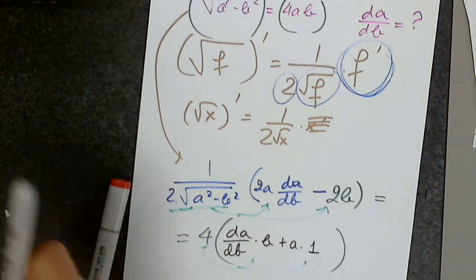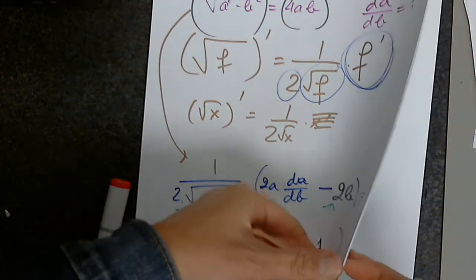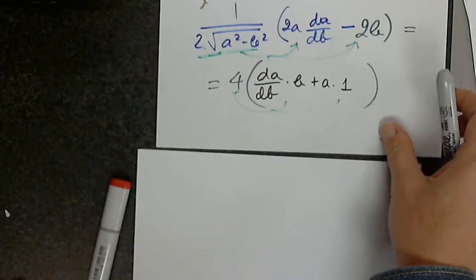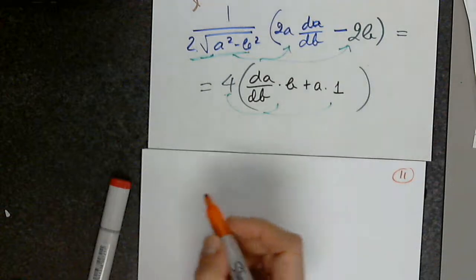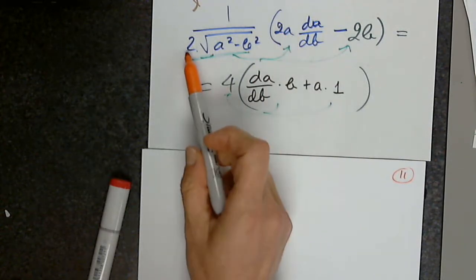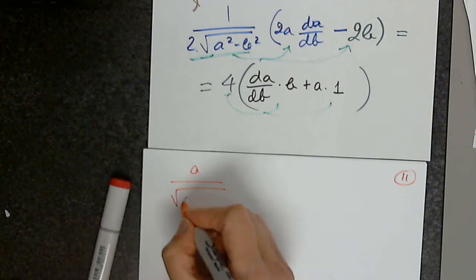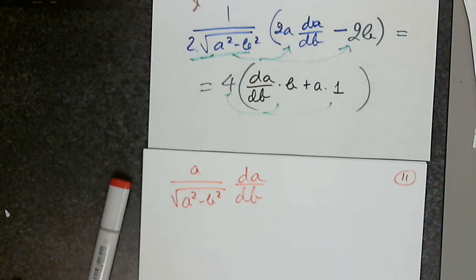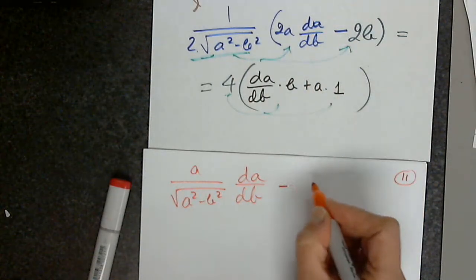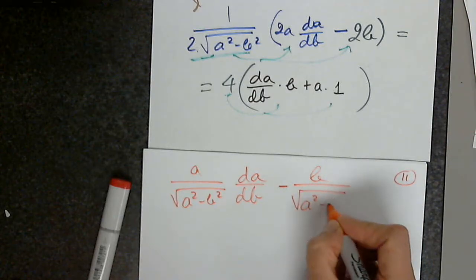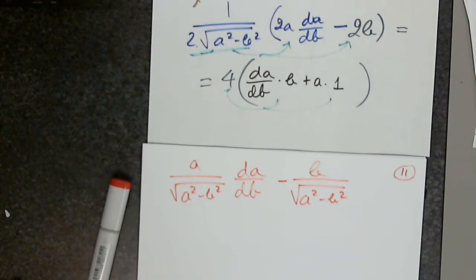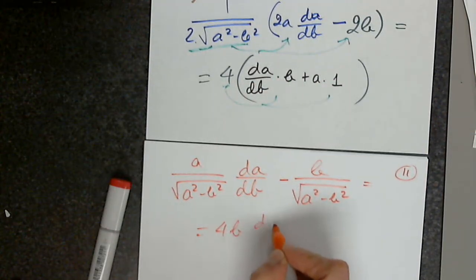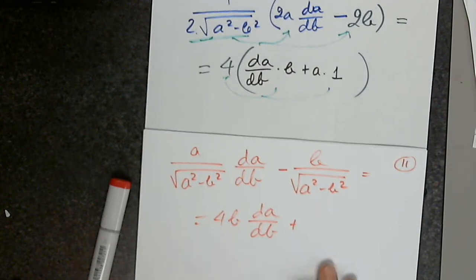So can anyone dictate the left-hand side after you distribute? So 2a divided by 2, so this is a over the square root of a squared minus b squared times dA over dB. And then I multiply this by this, and I get minus b over the square root of a squared minus b squared. I distribute 4 to b times this, so I have 4b dA over dB and plus 4a.